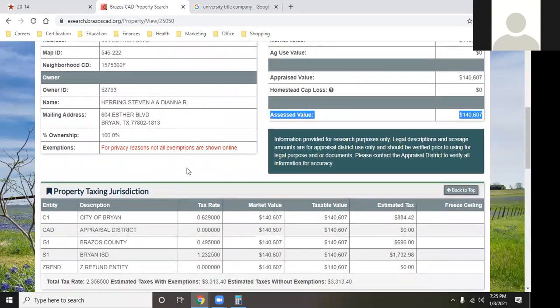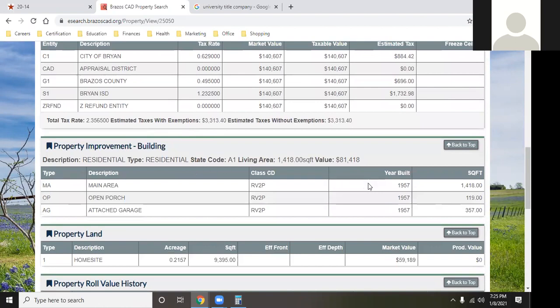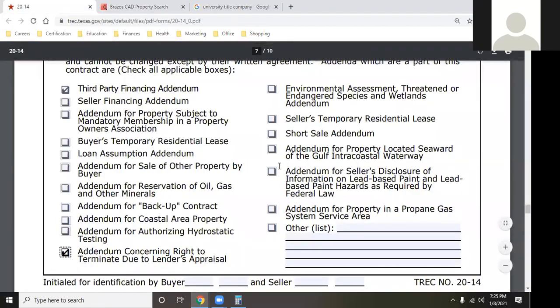Let's check our date if they have it in this one, and look at when this house was built. 1957. Let's see, I didn't even know. And if it's 1950, what's the date? On or before what date? 1978. What was the date though? Sure. January 1st, 1978. We have to include that addendum.